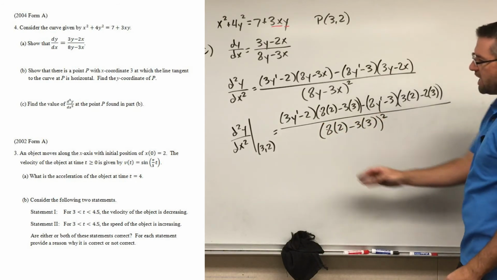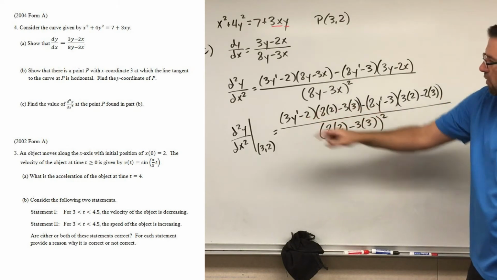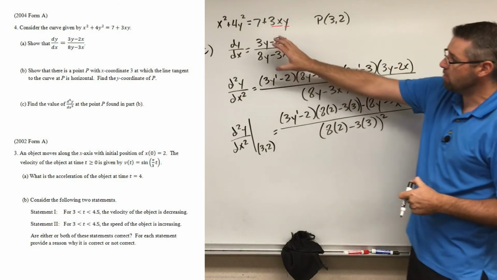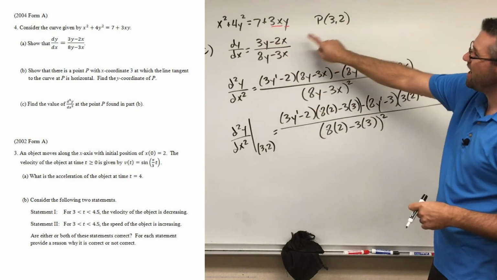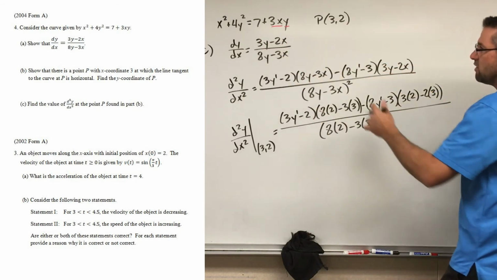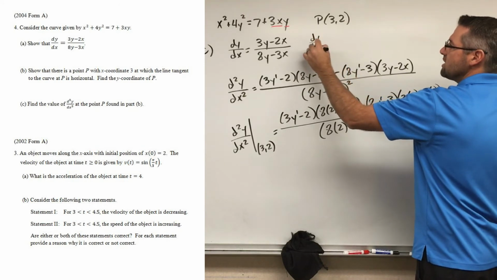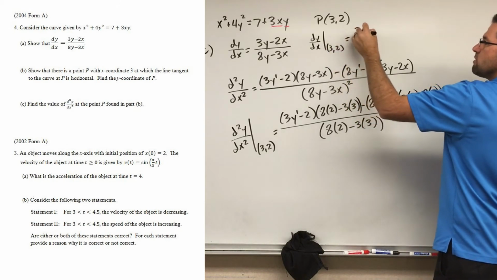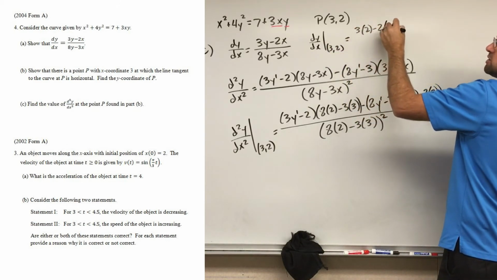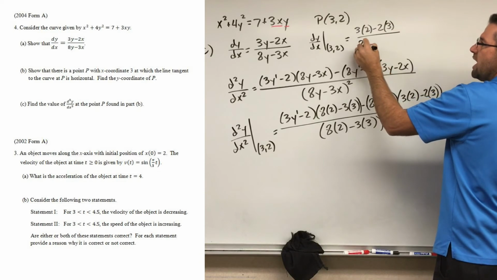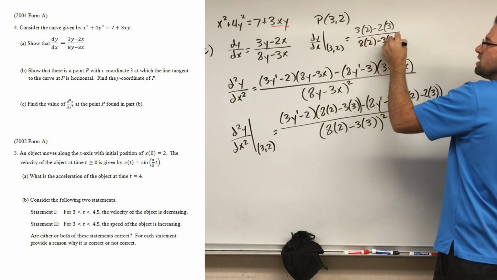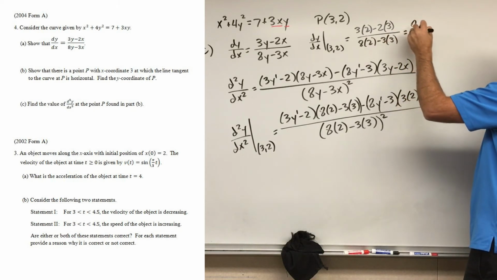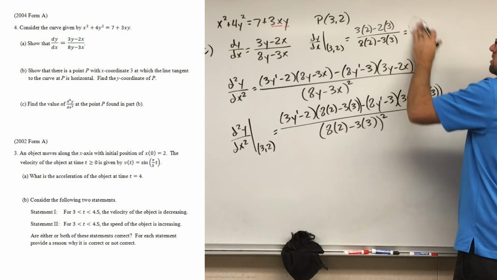Now notice we can't actually solve this because I don't know what y prime is at this point. So I'm going to go back to my y prime function and also plug in x and y there to figure out those values. So dy/dx evaluated at 3, 2 is going to be (3 times 2 minus 2 times 3) all over (8 times 2 minus 3 times 3). And that's going to be 3 times 2 is 6, so that's going to be 0 over, it doesn't really matter what that is, it's just going to be 0.